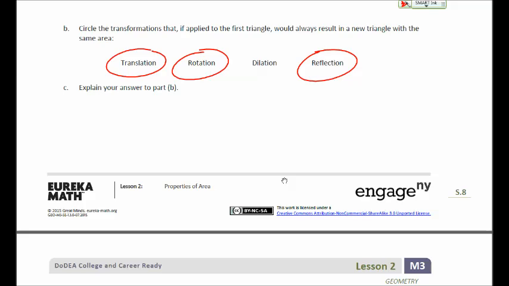And the next lesson, lesson 3, talks about dilations, but that is not aligned with our standards, and so we're going to skip that one. But just so you know, rigid motions will preserve areas and distances and angles.